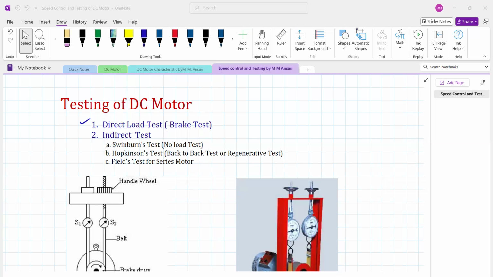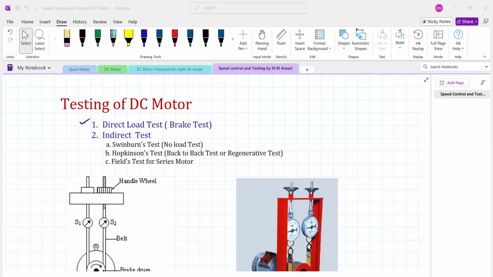Indirect test, there are some methods like Swinburne test, it is a no load test. Hopkinson test, it is a back to back test, or it is called as a regenerative test, because in this case, two machines are used, one acting as a generator and second acting as a motor. Field test, it is used only for the DC series motor.